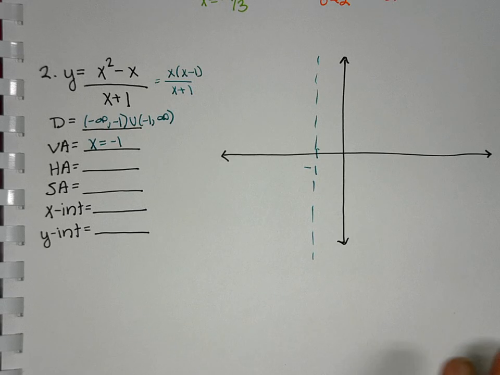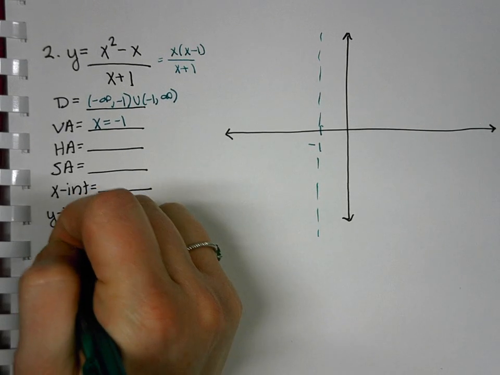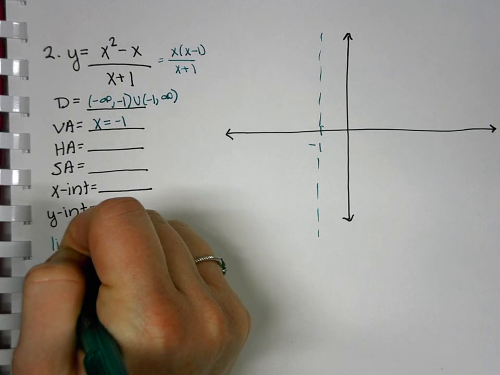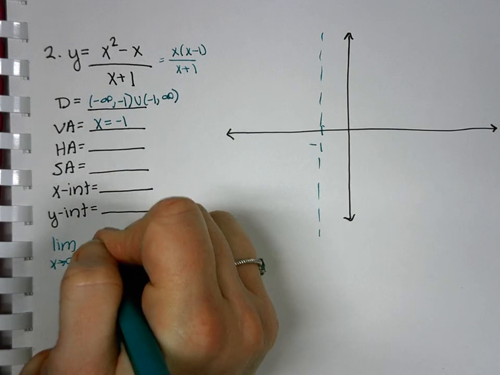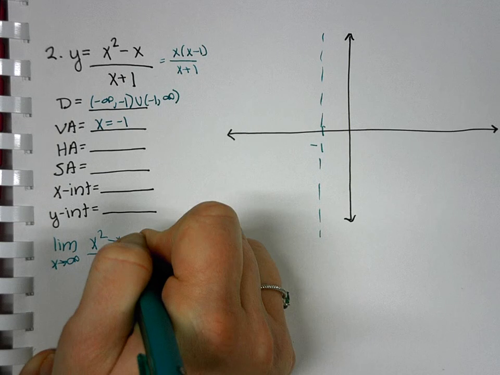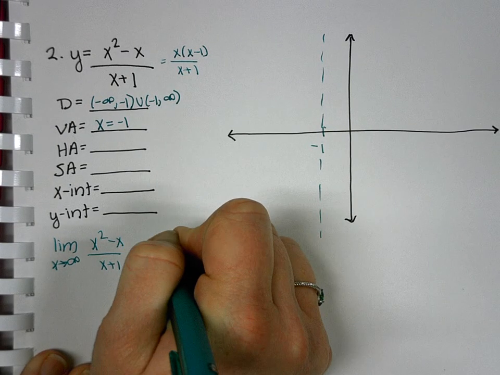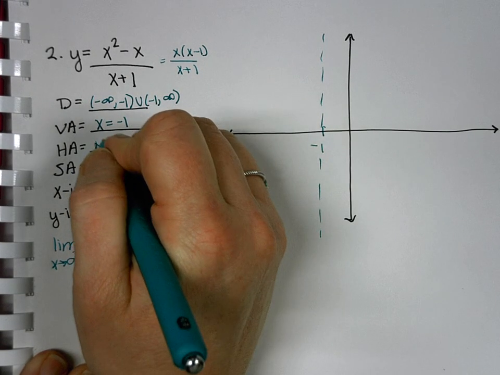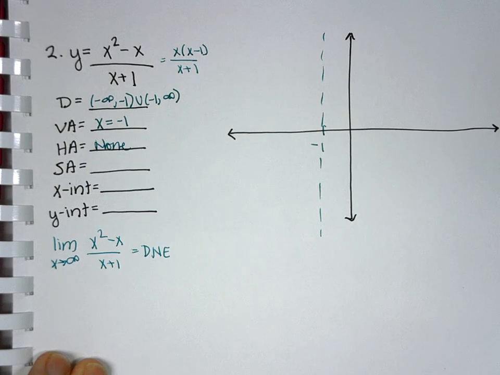Now my horizontal asymptote. My limit as x goes to infinity of x squared minus x over x plus 1. It's top heavy, so it does not exist. So that means we do not have a horizontal asymptote.